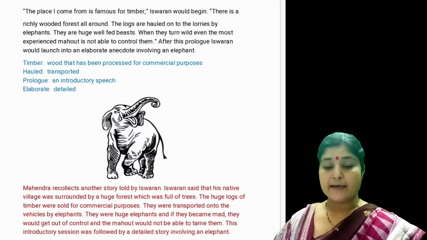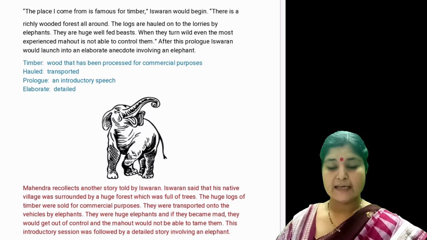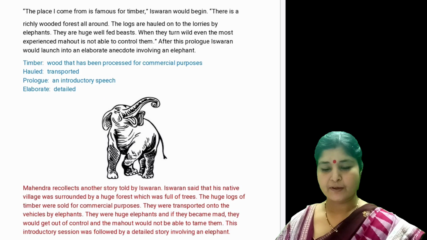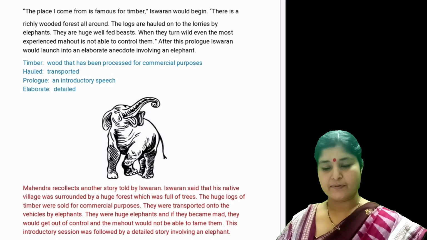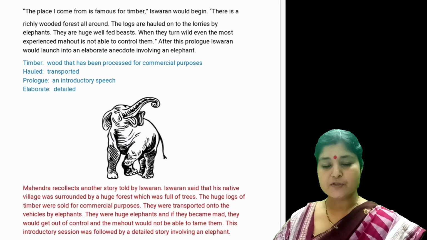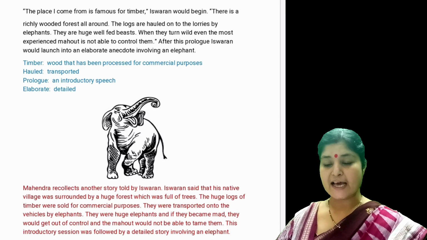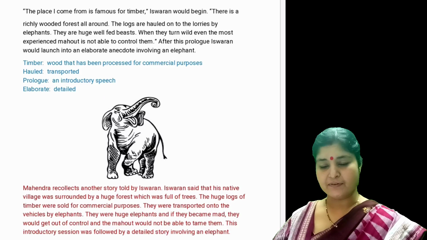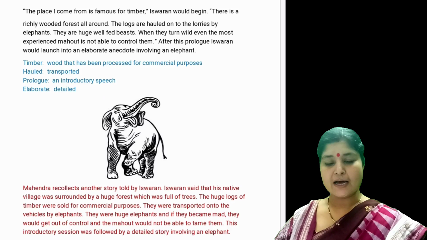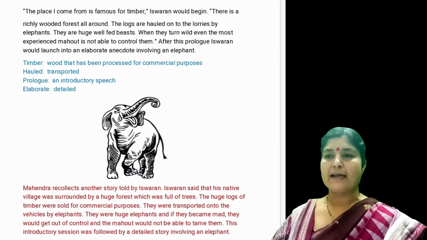The place I come from is famous for timber, Iswaran would begin. There is a richly wooded forest all around. The logs were hauled onto the lorries by elephants. They are huge well-fed beasts. When they turn wild, even the most experienced mahout is not able to control them. After this prologue, Iswaran would launch into an elaborate anecdote involving an elephant.